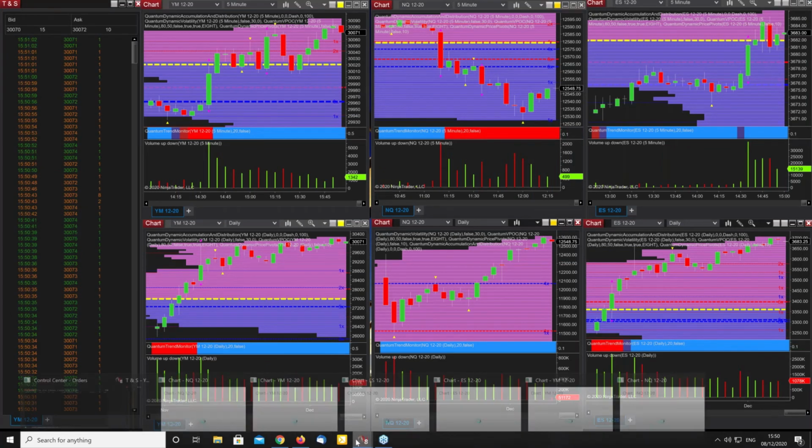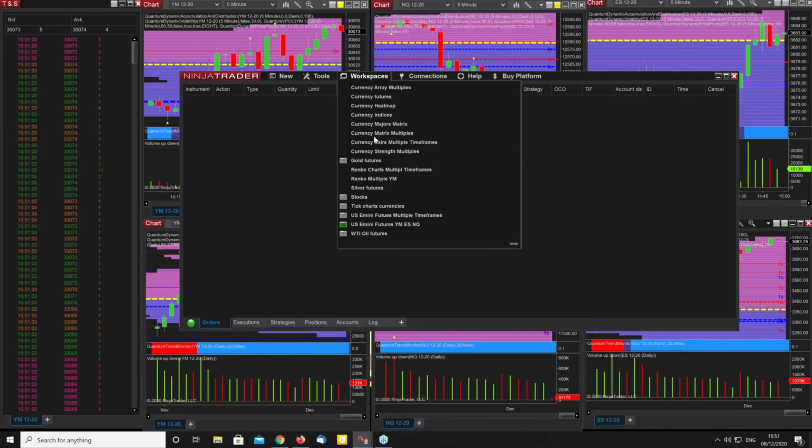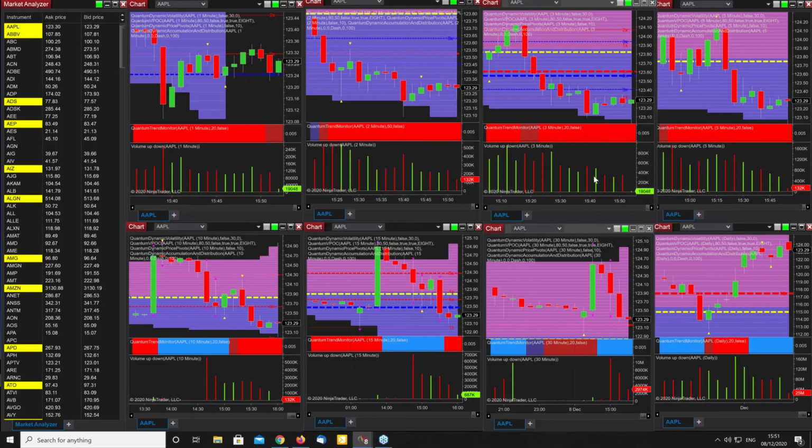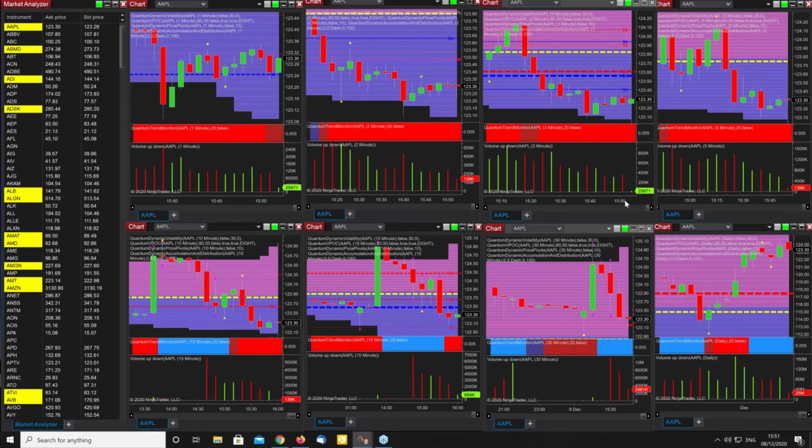Let's go and see what's happening with Apple, where that's got to. There we go, looks as though it's going sideways at the moment. Yeah, that's bottomed out.